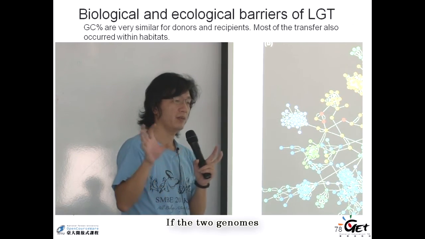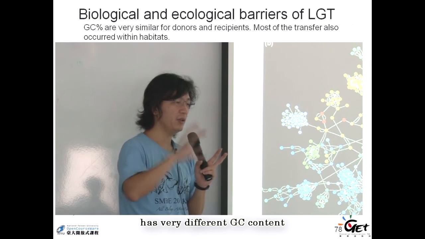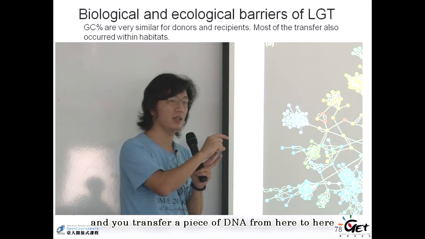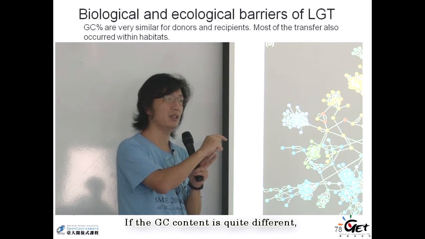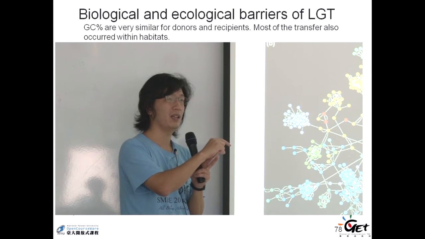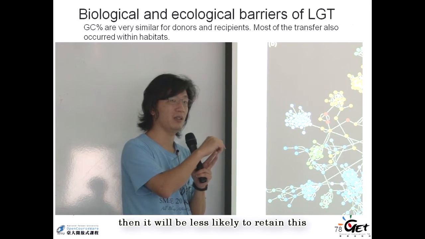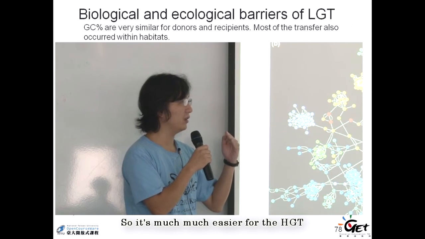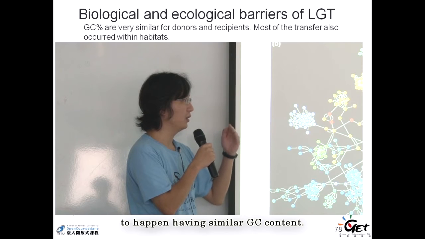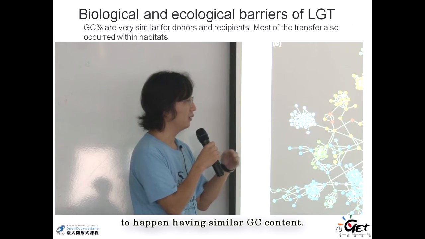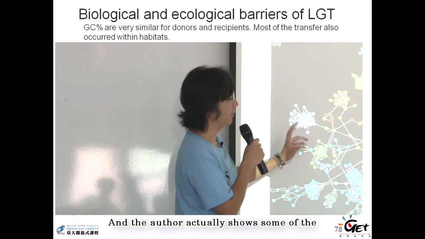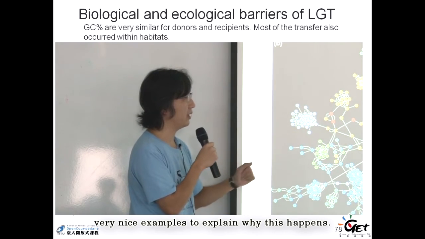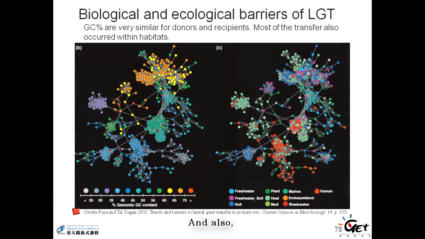If the two genomes have very different GC content, and you transfer a piece of DNA from here to another place, then you will be less likely to retain this new piece of DNA. So it's much easier for HGT to happen with similar GC content. Of course, there are some other cases, and they also show some very nice examples to explain why this happened.